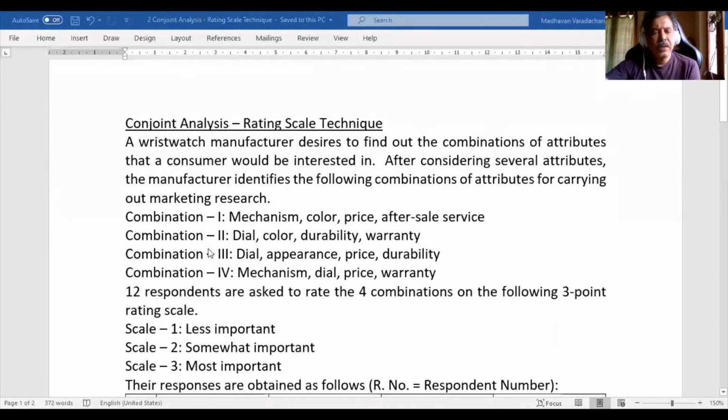So there are four combinations the manufacturer identified. First one being the mechanism of the watch, color of the watch, and then the price, after sales service. Second combination being the dial of the watch, color, the durability, warranty. The third combination being dial, appearance, price, durability. And the fourth combination being mechanism, dial, price, warranty.